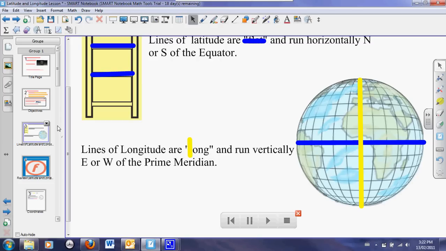In fact, I should mention the starting point for the lines of latitude is the equator. The highest number that you can use for a line of latitude is 90 degrees north or south. The highest number that you can use for lines of longitude is 180, because it's either 180 east or 180 west.